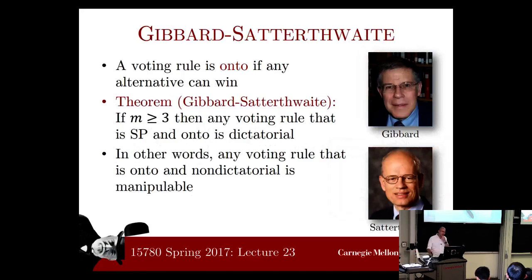So let's just define another very simple definition. We say that a voting rule is onto if any alternative can win. So it just says, as a function, again, from preference profiles to alternatives, it's onto the set of alternatives.